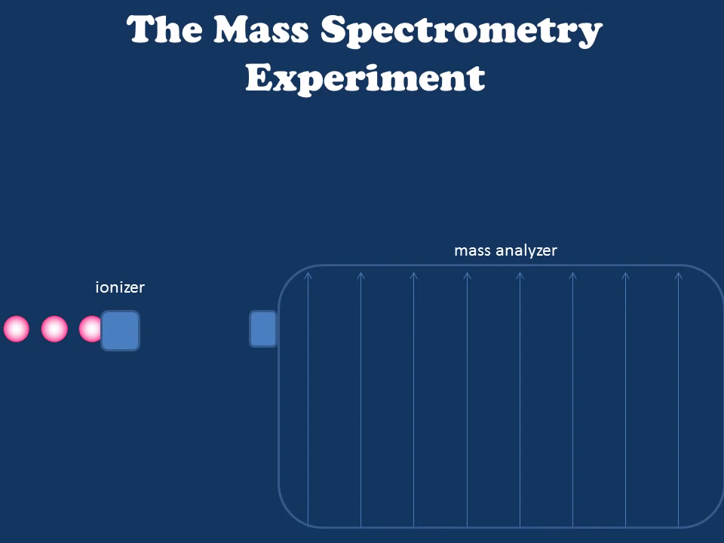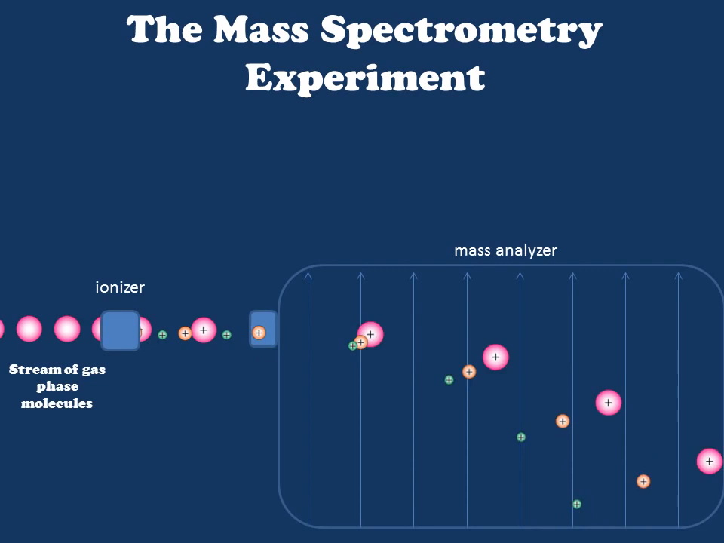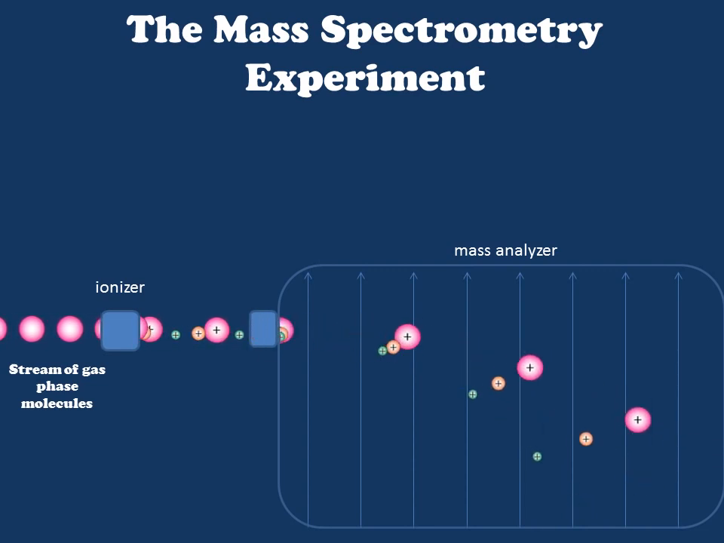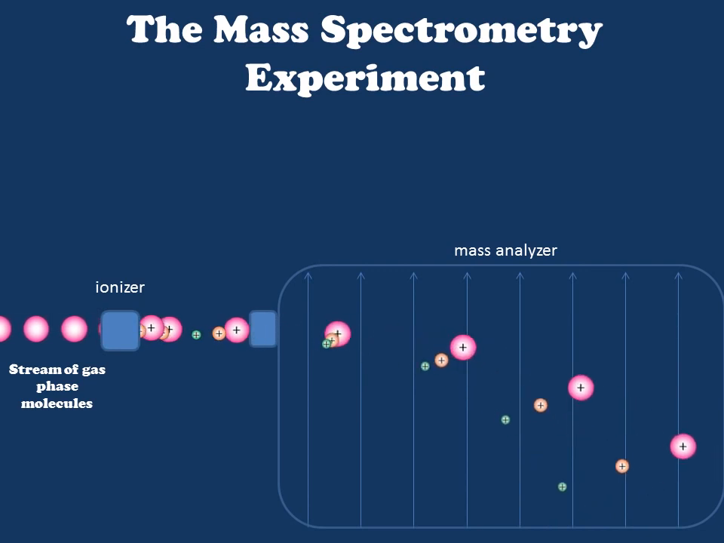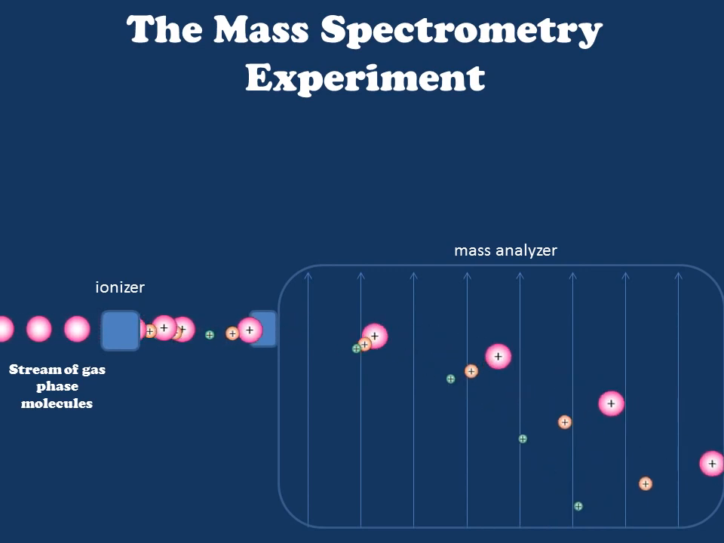Now let's take a look at how all of these different elements can be combined into a single experiment which will tell us something about the mass of our compound. I'm going to begin by animating this schematic of a mass spectrometer. As a stream of gas phase molecules enters from the left-hand side of the slide, it reaches the ionizer, where the beam of molecular ions and fragment ions is generated.